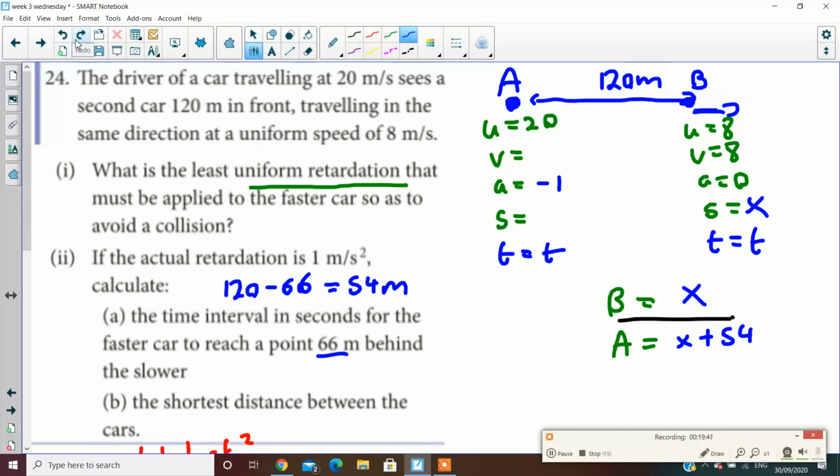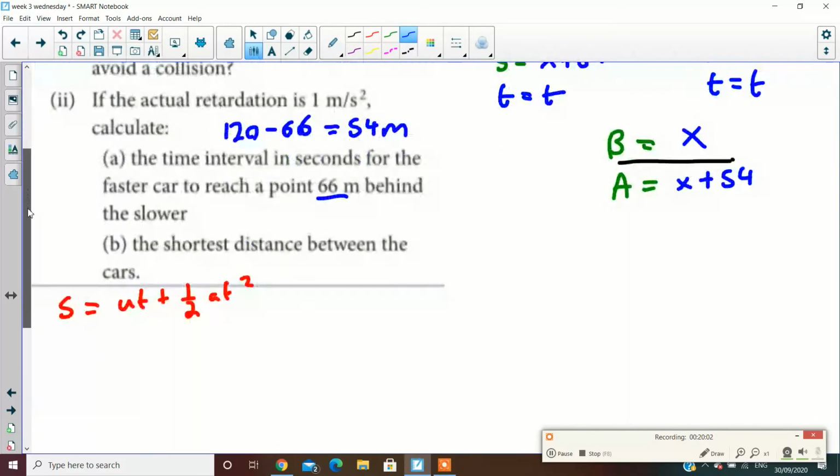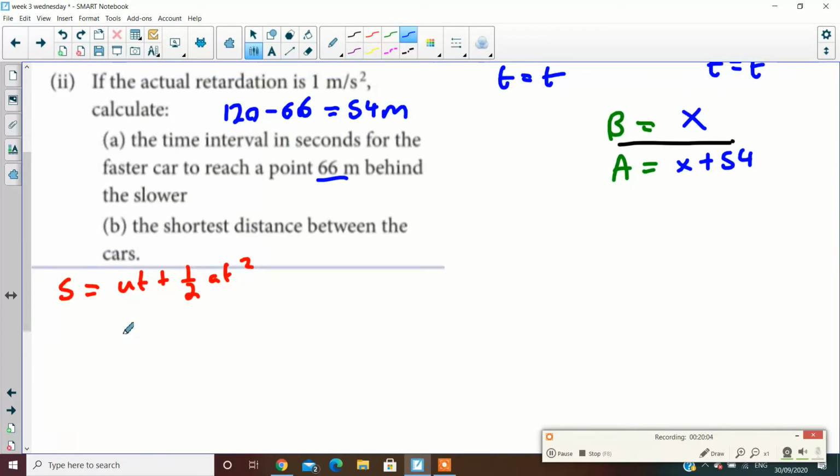So, looking for us, ut plus a half at squared completely bypasses the v values. So I think we should be in business using ut plus a half at squared. We don't need the v values to make this work. Okay, so confident I left it here. Now, let's go for the easy money again.